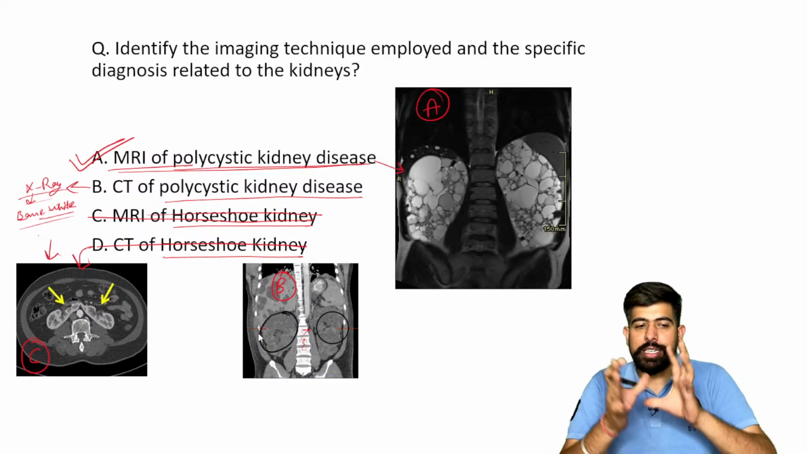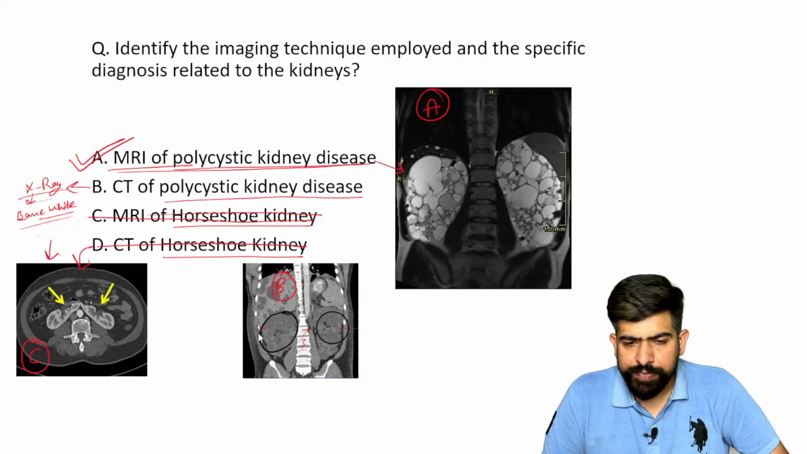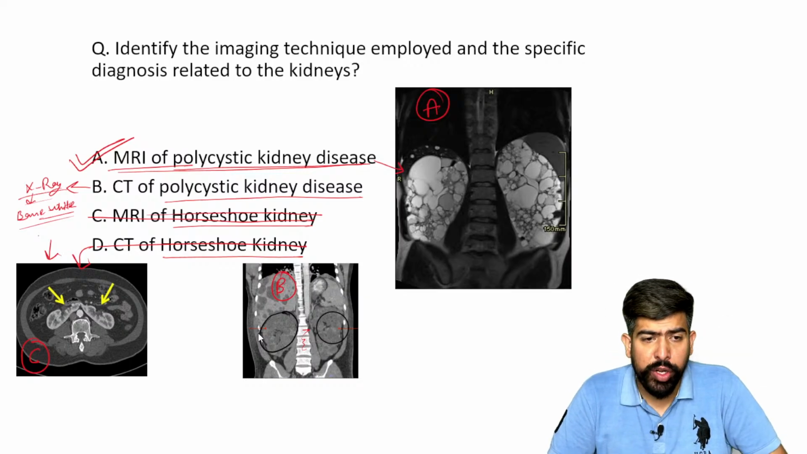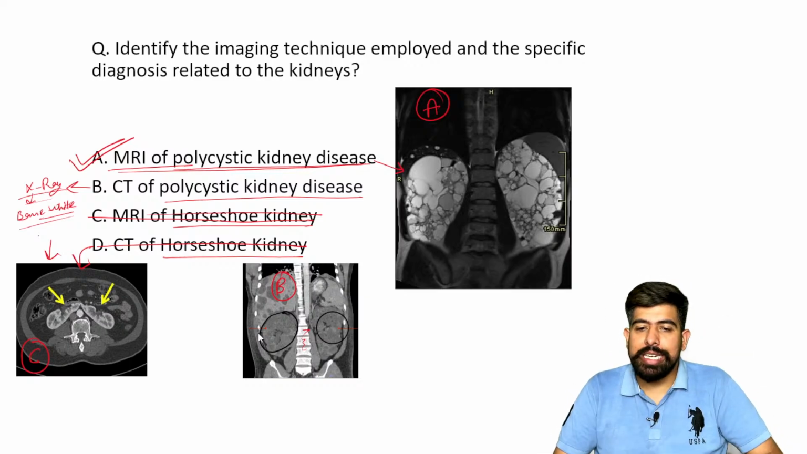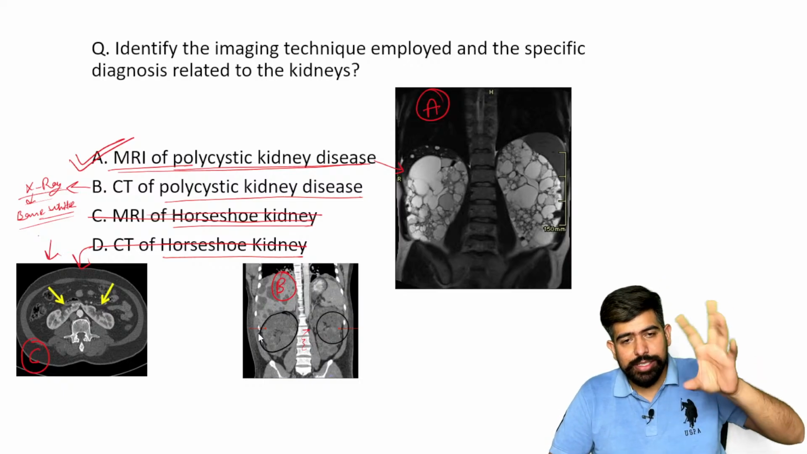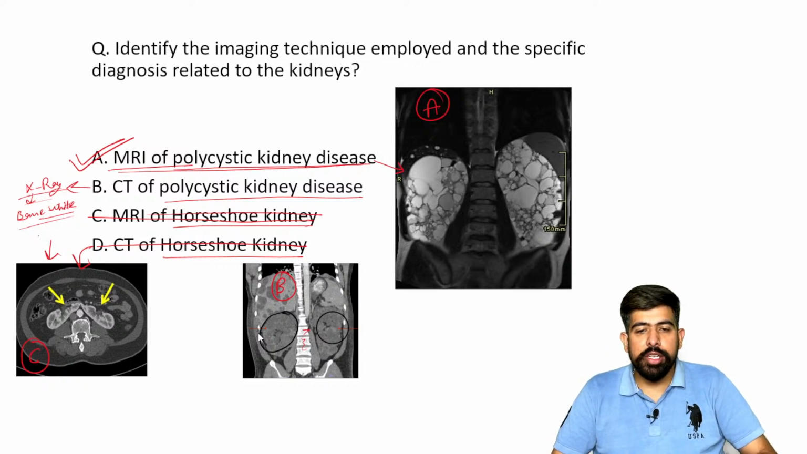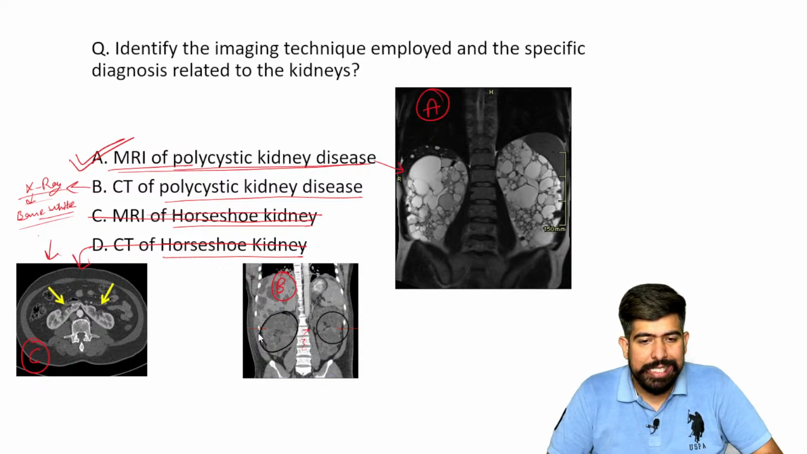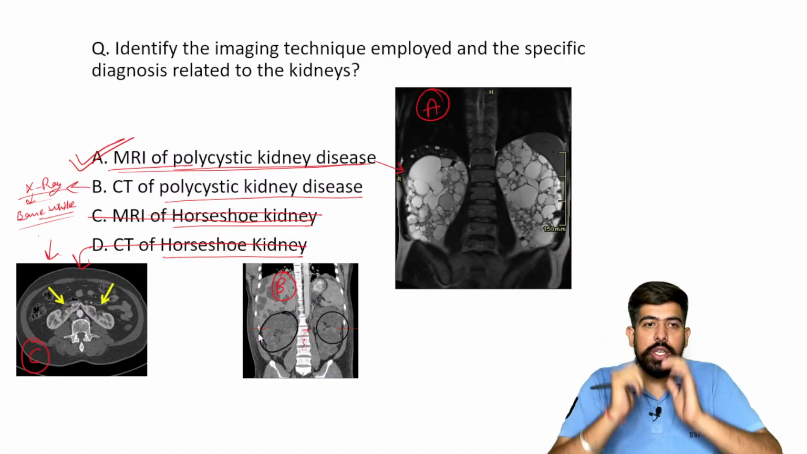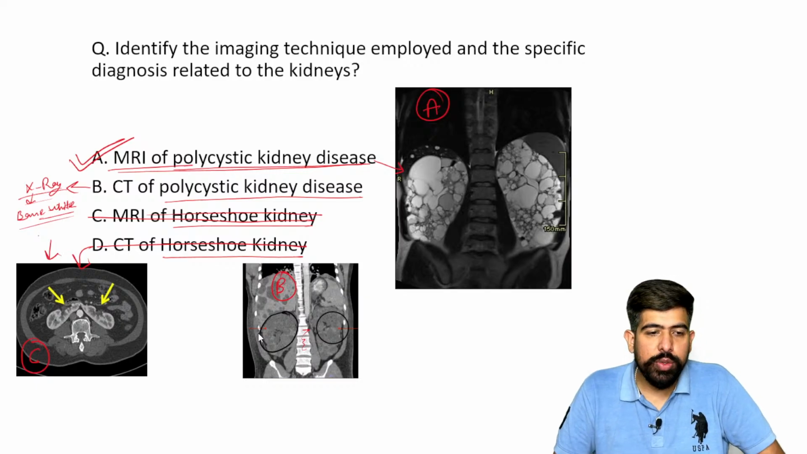I hope now you guys can understand by seeing the images. You can identify whether it is from a CT or an MRI, first of all. Also, you can identify the diseases by seeing, whether on CT or MRI. If cystic lesions are seen over your kidneys, that is polycystic kidney disease. If both of the kidneys are joined together, that is your horseshoe kidney.